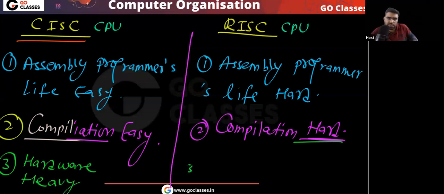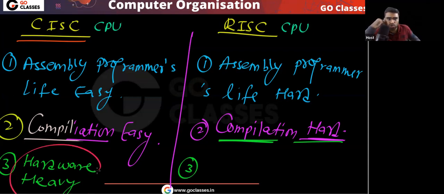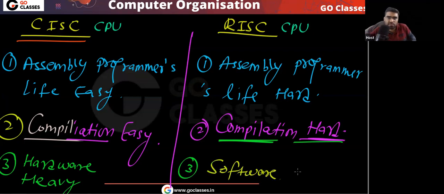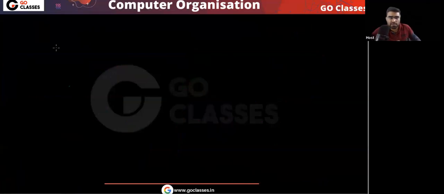And here, see, the focus is on the compiler. Notice, here the hardware is doing all the work. In the CISC computer, hardware is doing more work, but in the RISC computer, the compiler is doing more work. So can I say this is software heavy? Yes or no? Means here software will do more work. Is this clear? Are you getting my point?